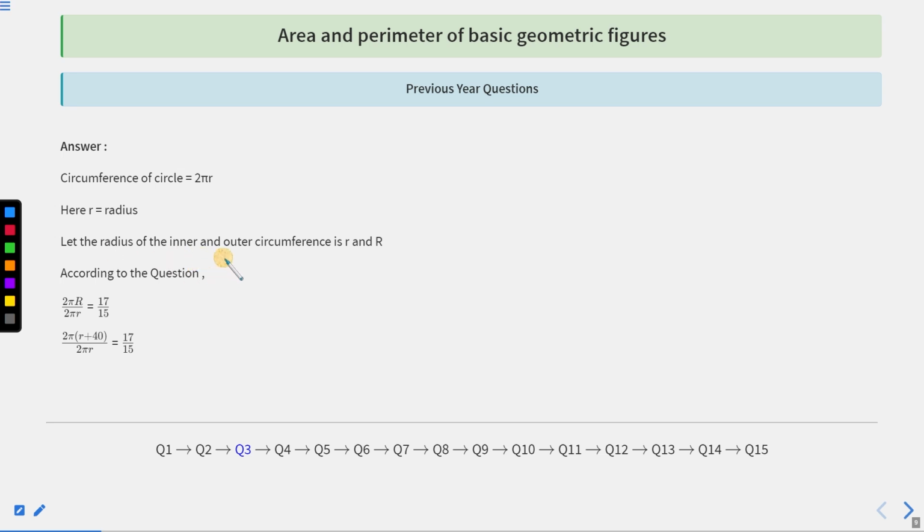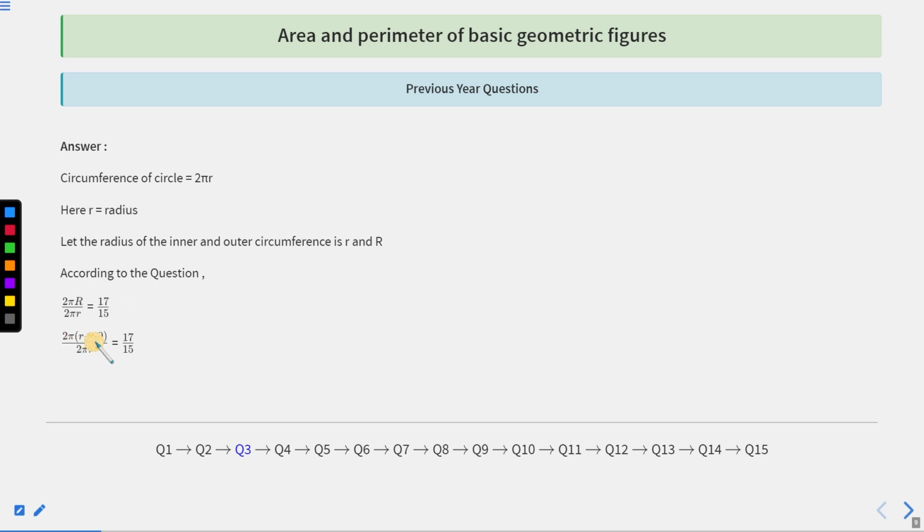Let the radii of the inner and outer circles be small r and capital R. So small r represents the radius of the smaller circle, and capital R represents the radius of the larger circle. So according to the question, 2 pi capital R upon 2 pi small r is equal to 17 upon 15. That is given to us. And it is also given that the path is 40 meters wide.